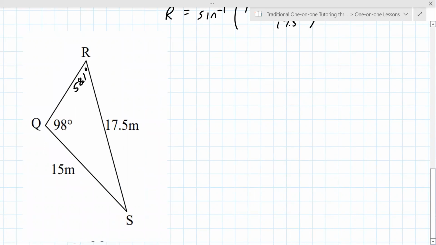How do we find angle S at this point? We add up 91 and 58.1, right? Okay, could you do that for us? 58.1 plus 91 is 156.1. Okay, what's the missing angle there? The missing angle is 23.9. Okay, very good. So let's say we wanted to find Y.